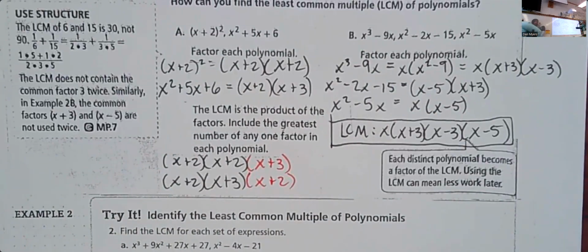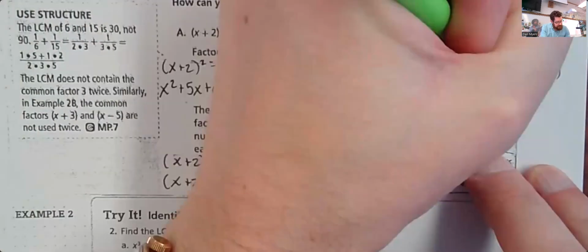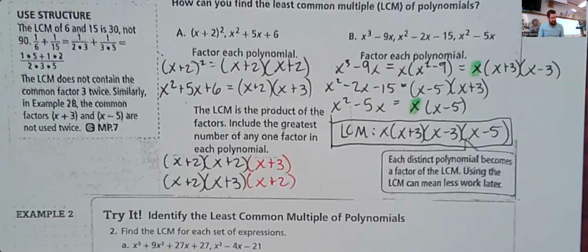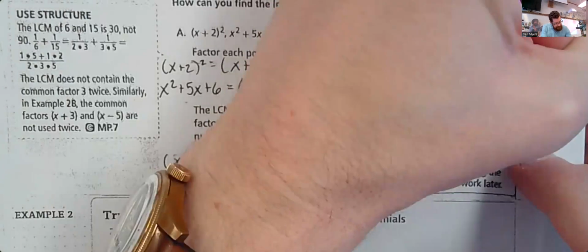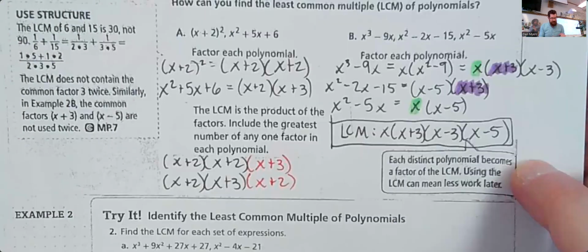Something that you can consider if you're having a hard time, because with this kind of stuff, there tends to be a lot of overlap between similar things. If you have highlighters or something like that, you can use highlighters, and you can just highlight the things that are the same. So here's x, here's x. Here's x plus 3 right here, and another x plus 3 here. I don't see any others.